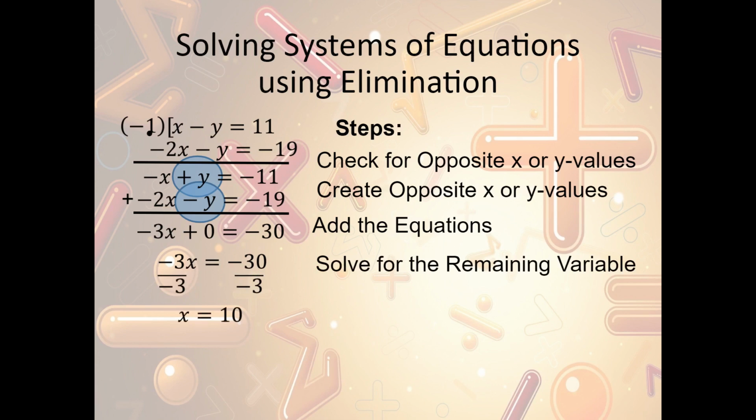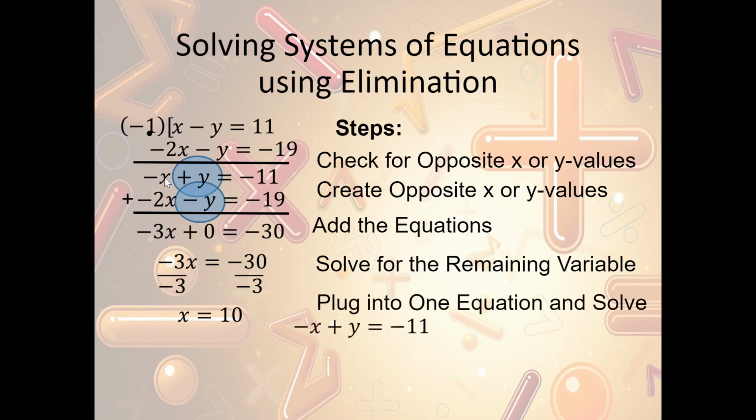Now we're going to plug that in to one of the equations and solve for the y value. So I'm going to go ahead and use my new equation. I can use the new equation or any of the two that I started with. I'm going to just use the new equation. That's fine. So I'm going to plug 10 in for x. So this is negative 10 plus y is equal to negative 11. I add 10 to both sides to get y by itself. And I get y is equal to negative 11 plus 10 is negative 1. So y is negative 1 and x is 10.